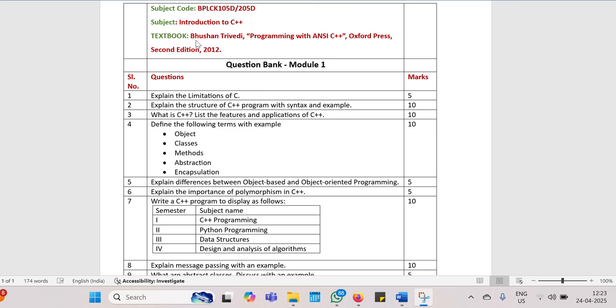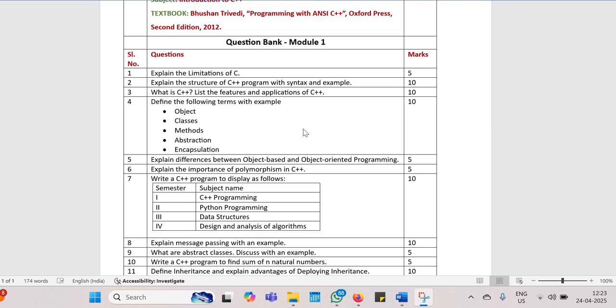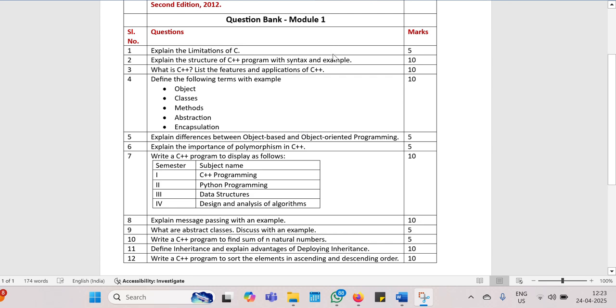And the textbook which you can refer for finding the answers for these questions is Programming with ANSI C++ by the author Bhushan Trivedi, the 2012 edition. Now let us look at the questions. So these are the most important questions you can refer in terms of preparation of internals as well as external exams for the second semester of VTU.